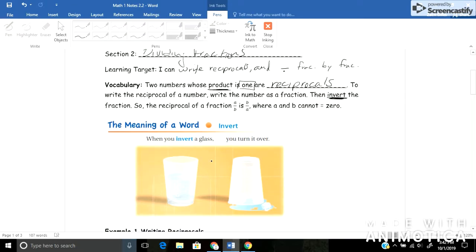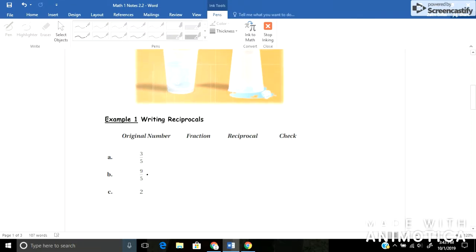Here's that meaning of the word invert. Again, I underline that here. You might want to do the same, but it says when you invert a glass, you turn it over. Okay, so here it is regular, and there it is inverted. Okay, so for our first example, all we're going to do is write reciprocals. We're going to practice writing reciprocals, and you'll see why that's important here in just a minute. So it gives us 3 original numbers, and we need to write the fraction and then its reciprocal, and then check to make sure that it's equal to 1.